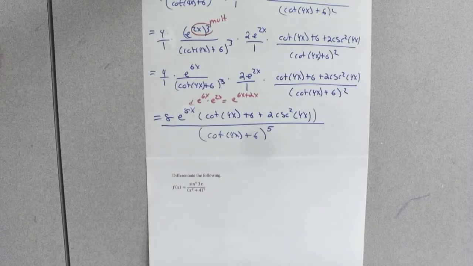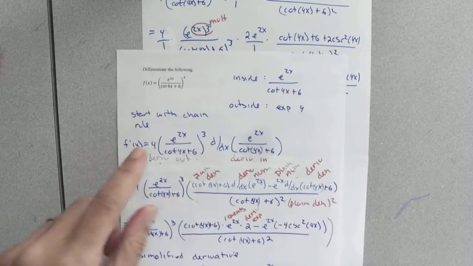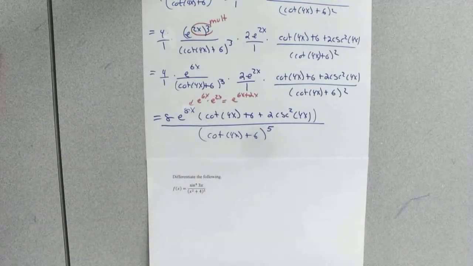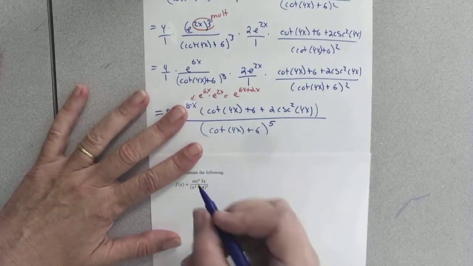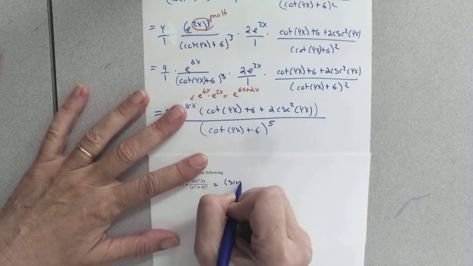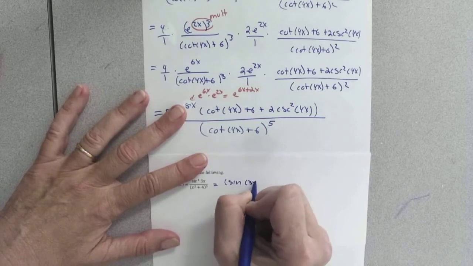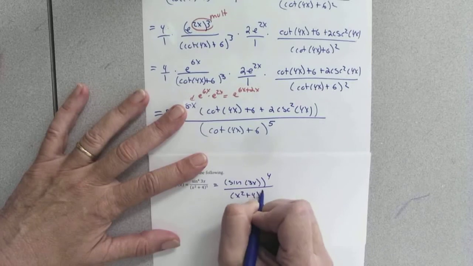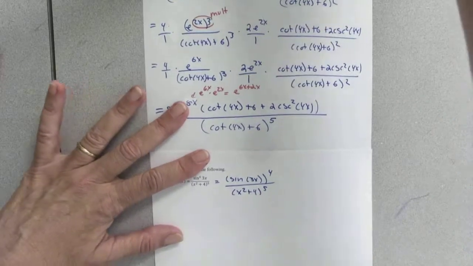Okay, so differentiate the following. So the previous problem, we started with the chain rule because we were able to explain it entirely as inside, outside. This one, it's not a chain rule to start. It's a quotient rule to start because it's numerator over denominator. Now please do remember, this is the same thing as this, sine of 3x to the fourth over x squared plus 4 to the fifth. But we're going to start with a quotient rule.